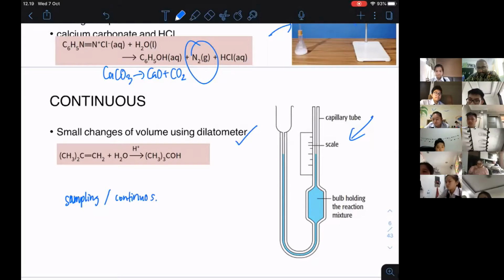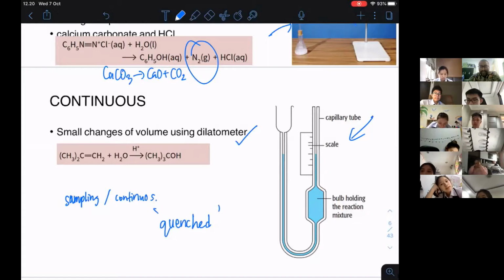If sampling, take samples from different times, but you must stop the reaction. Because time is ticking. How do you stop the reaction? The term that you need to use is quench. So how do you quench the reaction? Cooling it with ice. Yes, we quench by cooling it with ice and so on.